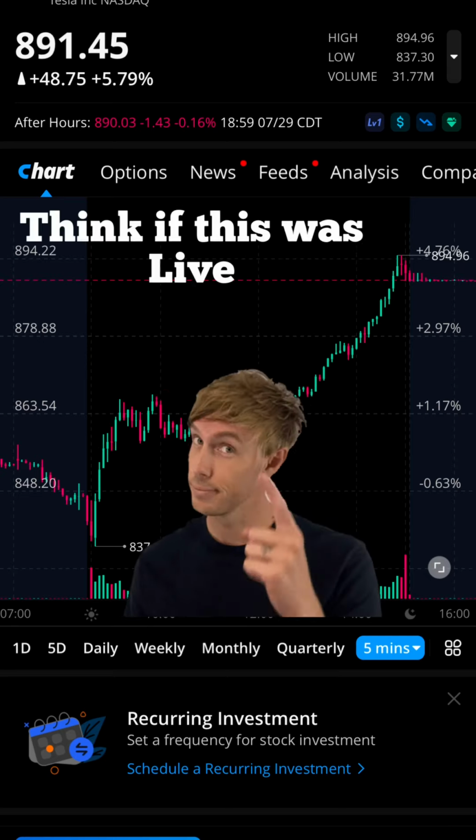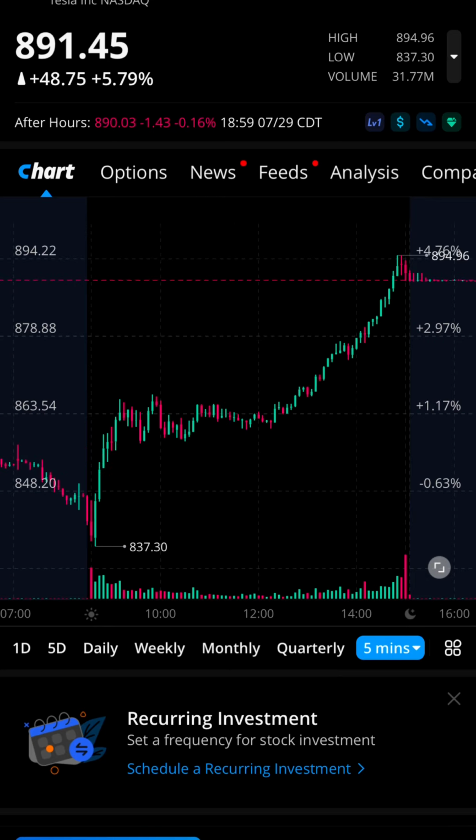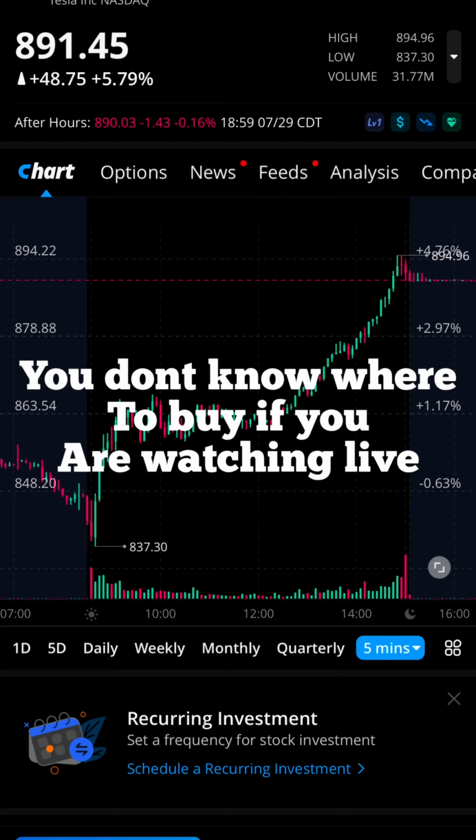So let's think about this as a live trade. If you were watching this price action go up and down, you would have freaked out and sold somewhere in here, which is not bad. You would have made a profit, but how do you know where to buy in?